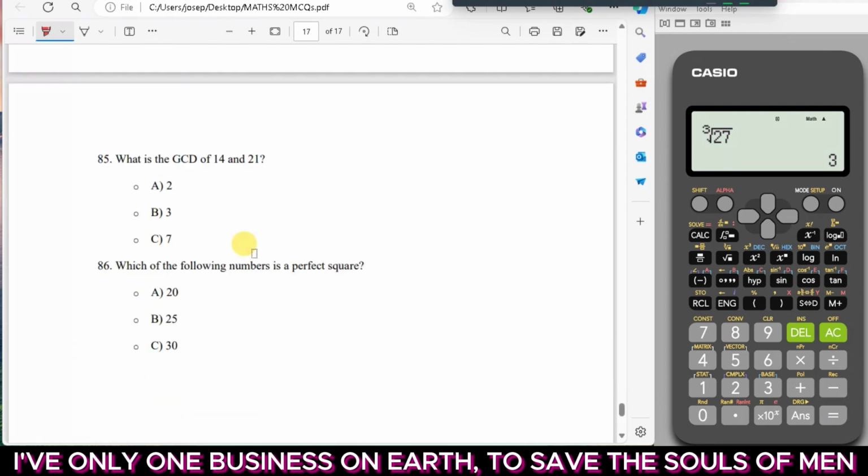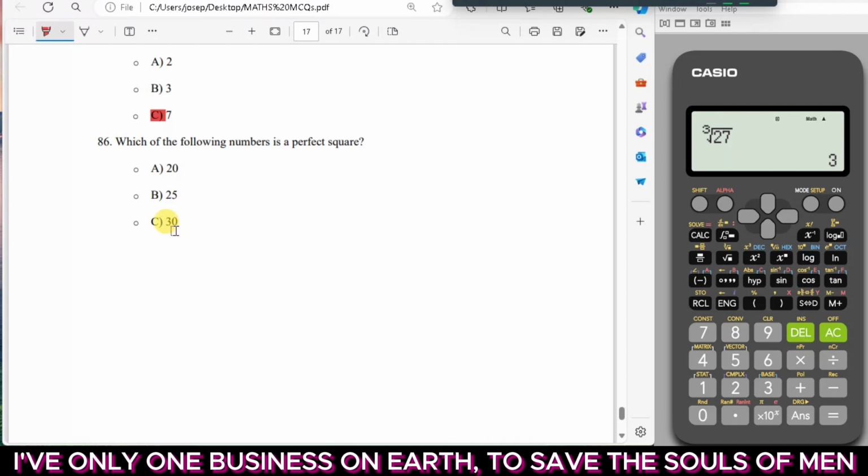85. What is the GCD of 14 and 21? That's the greatest common divisor of 14 and 21. Looking at this, which number can divide 14 and divide 21? All right, 2 can divide 14, but you can't divide 21. 3 can divide 21, but you can't divide 14. 7 can divide 14 and can divide 21. So the correct answer here is C.